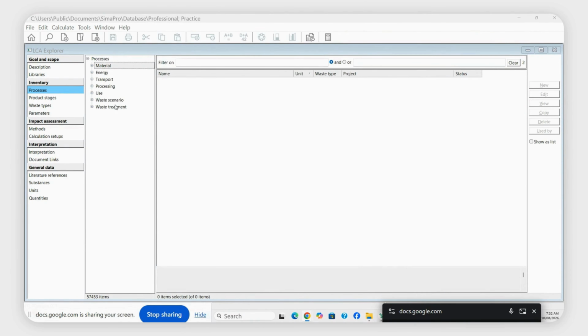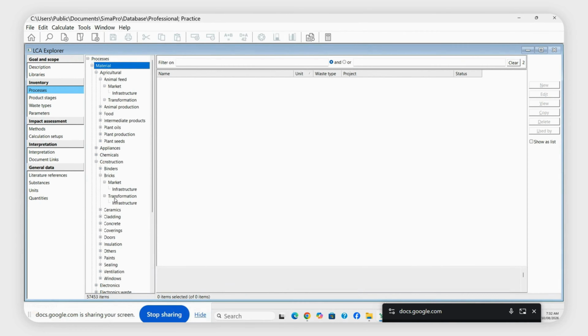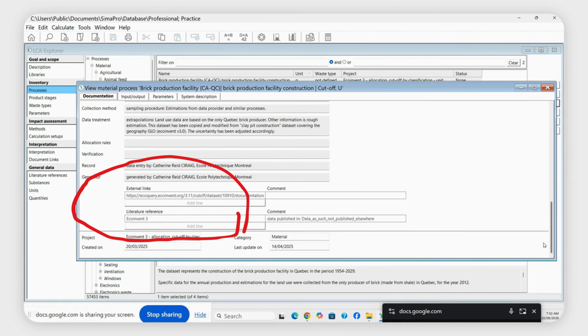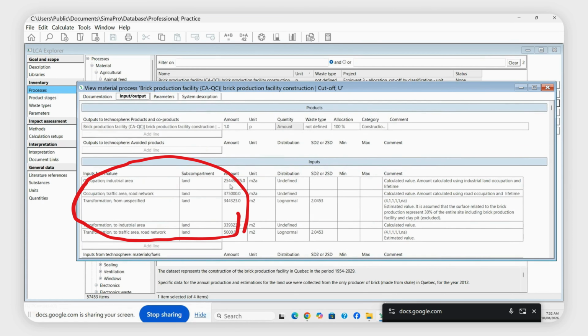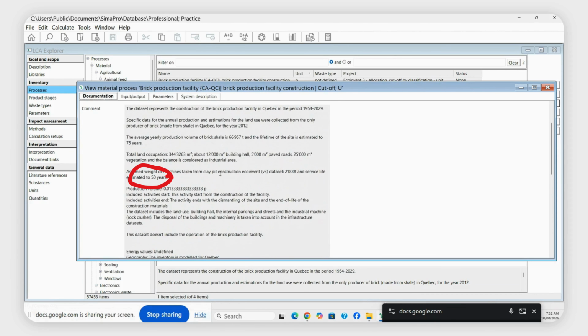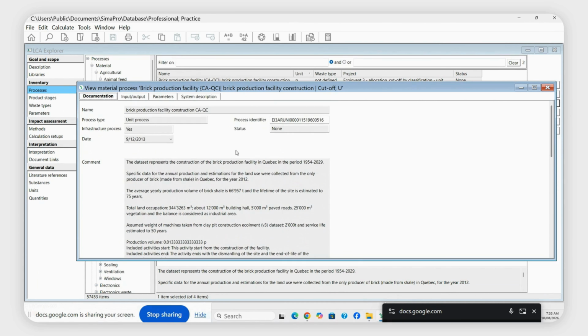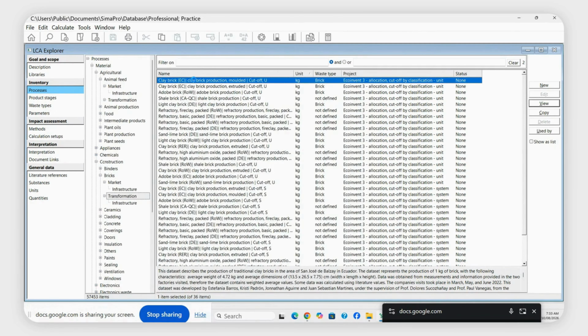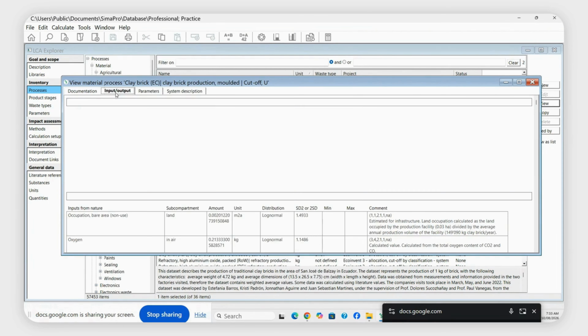Now, let's see how an infrastructure dataset is converted according to the functional unit of our study. Here, for example, we can see the land occupation associated with the infrastructure required for brick production. The total land occupied by this infrastructure is approximately 3,443,263 square meters. We can also see that the lifetime of this infrastructure is around 50 years. But our LCA does not usually need the environmental impact of the entire infrastructure over its complete lifetime. Instead, we need the impact per functional unit, in this case per kilogram of brick produced.